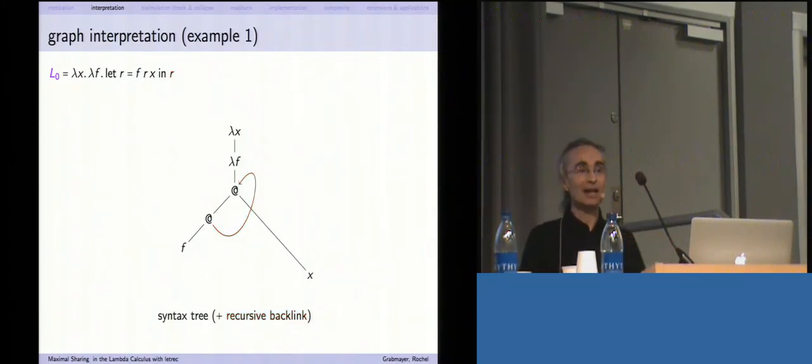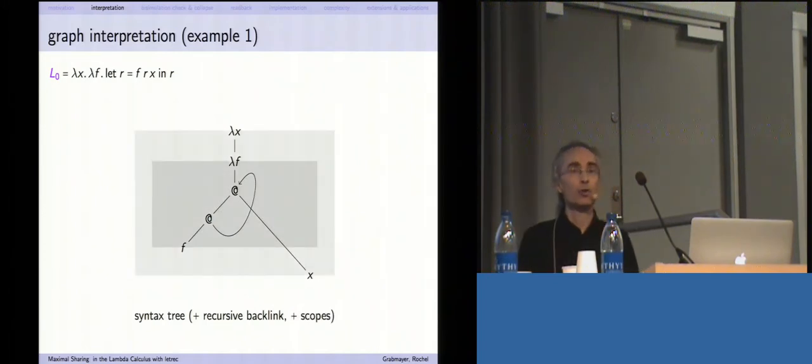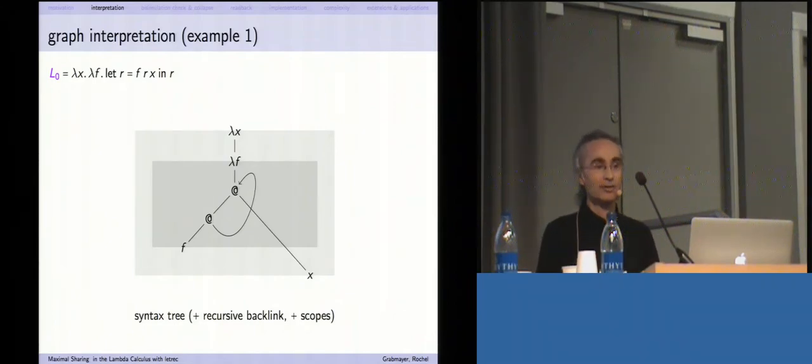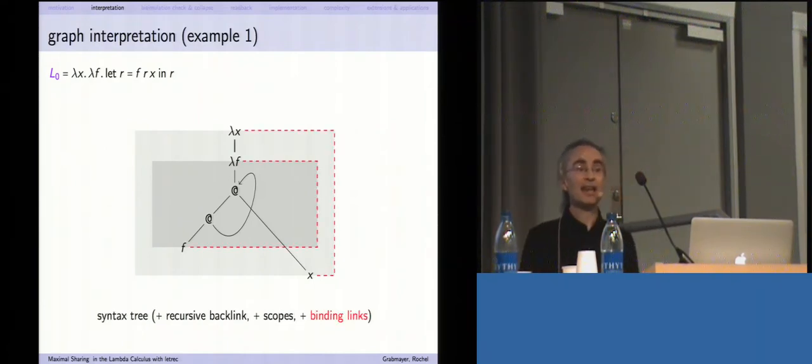Then I slightly deform this object in order to draw scopes, namely the areas in this syntax tree between lambda abstraction and occurrences of the variables in such a way that the scopes are nested, as you see here. There are 2 scopes, one for lambda x and one for lambda f, which are properly nested. I indicate back bindings from variable occurrences back to the corresponding lambda abstractions.